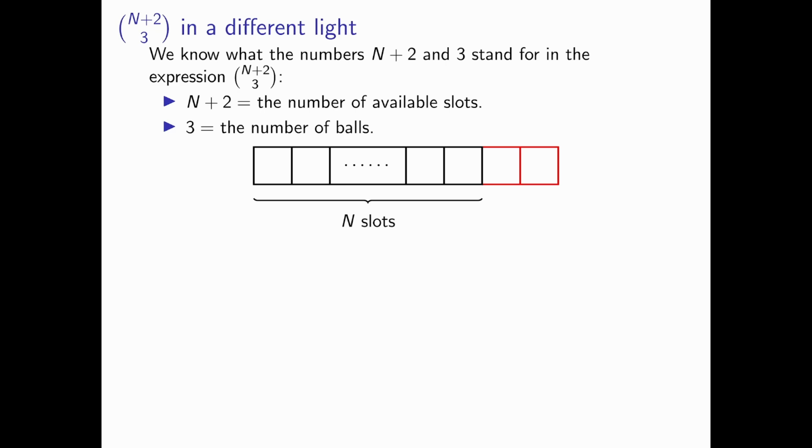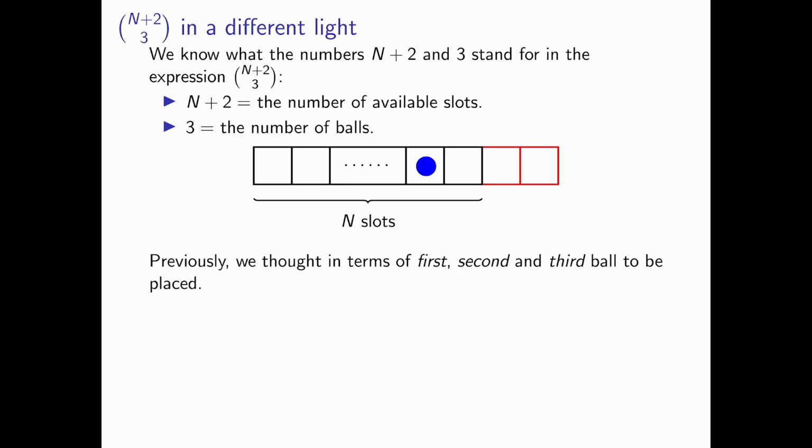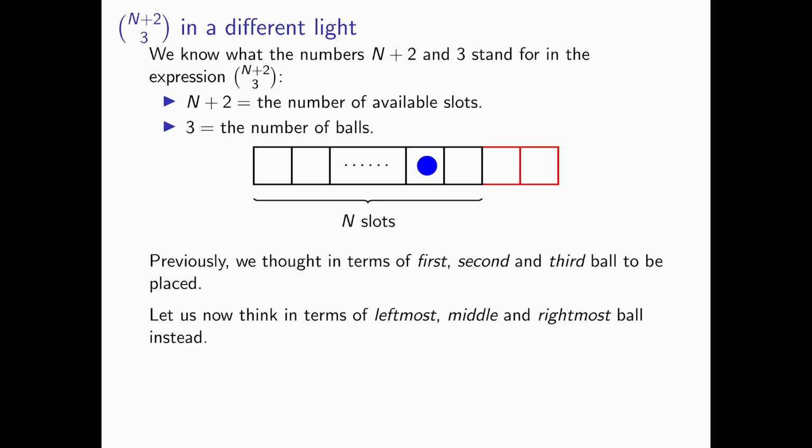Previously, when we placed the balls into the slots, we thought in terms of the first, the second, and the third ball to be placed. But in this case, we want to think in a different manner. We instead want to think about the leftmost, the middle, and the rightmost ball to be placed. So what difference does this actually make?